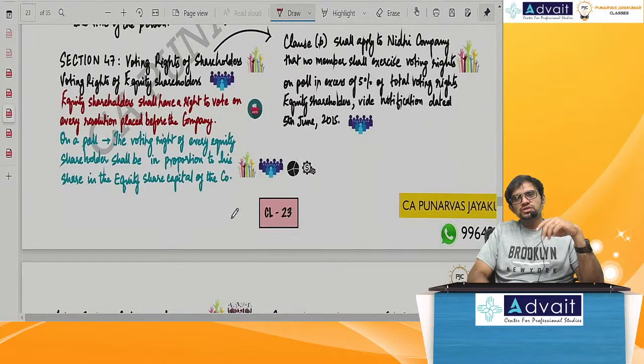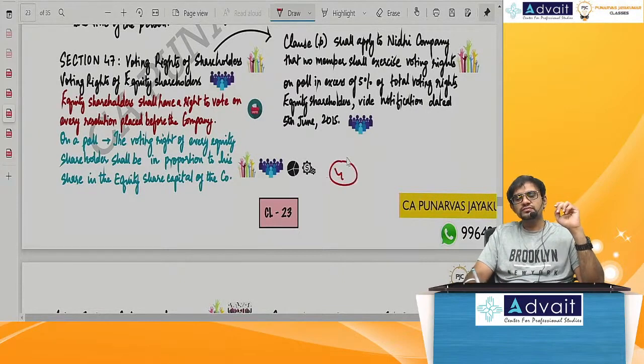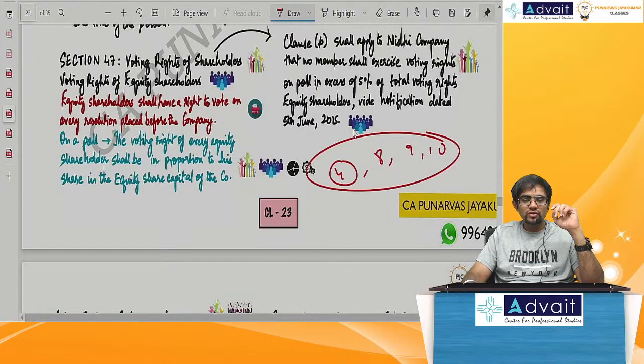How will you audit issue of sweat equity shares? If I know the provisions and they ask it in law, I just have to write the provisions. But if they ask it in auditing, we should check, as an auditor, whether the company has taken all these into consideration. Like that we need to write. So this chapter number 4, share capital, is very important for auditing. Chapter numbers 8, 9, 10 are also important for auditing.